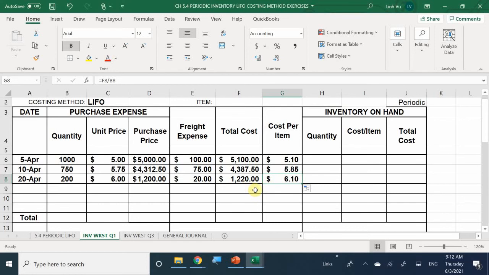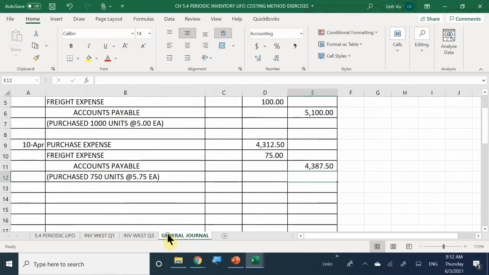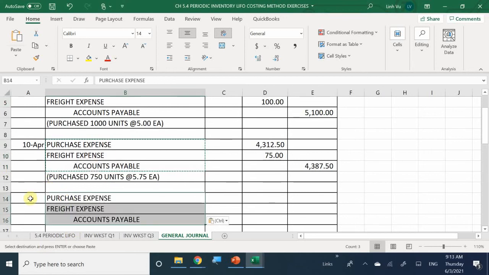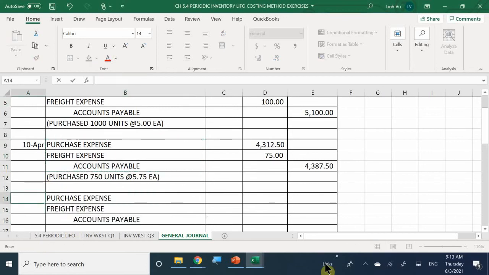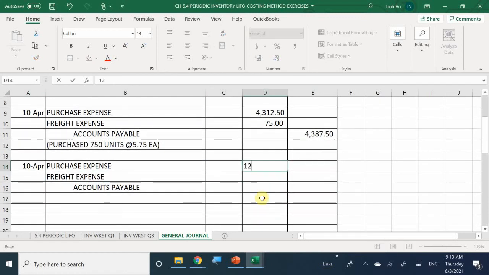So now that we have this right here, if we journalize our information, instead of having to recalculate it twice, you could copy and paste your journals. That's completely allowed. And in this case, since I've already solved for my purchase price, I know it was for 1200 and freight was 20, so therefore my total cost was 1220.